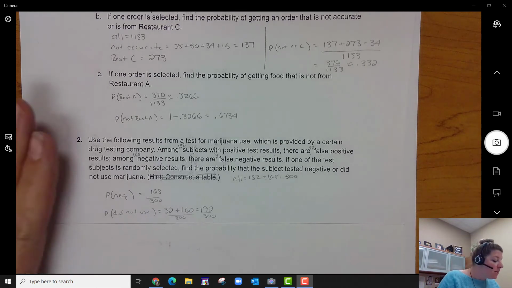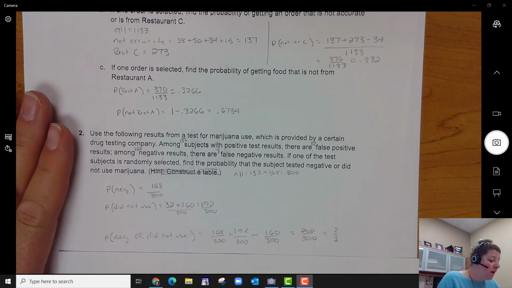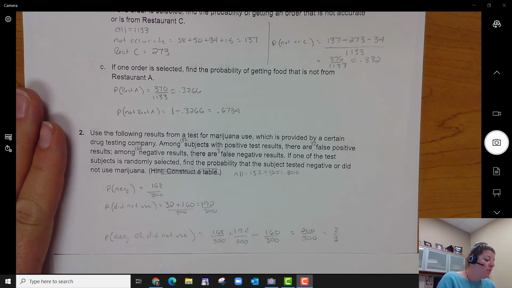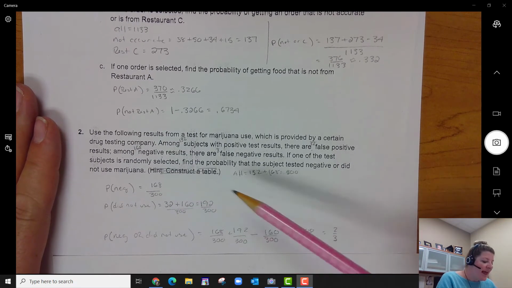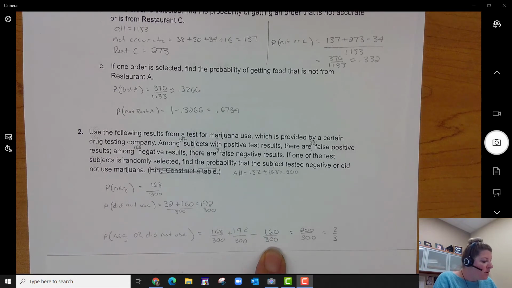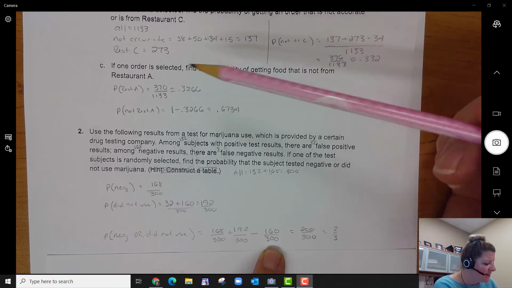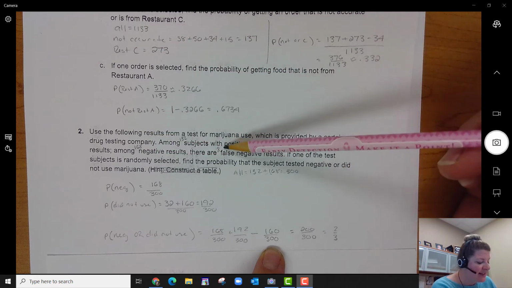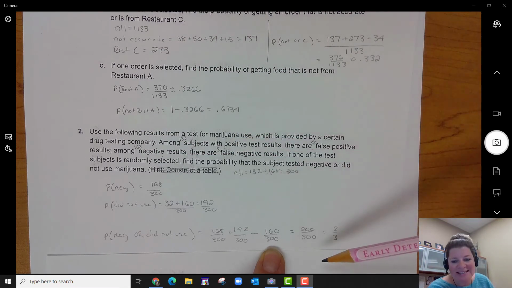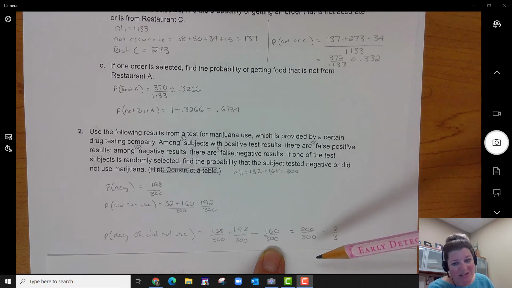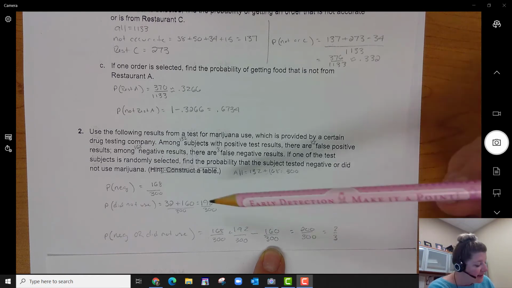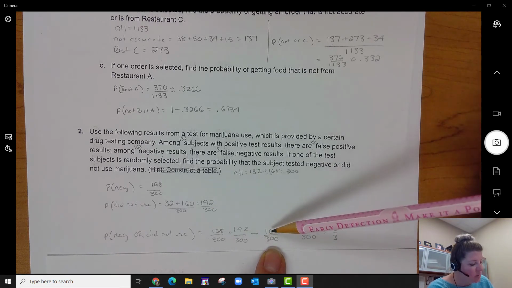Okay, so how many people are in the or? Well, we know this one, we know this one. How many people did not use marijuana? Well, we just looked at that. 168 minus the 8. So there are 160 people who did not use marijuana. So we take this one plus this one minus this one.